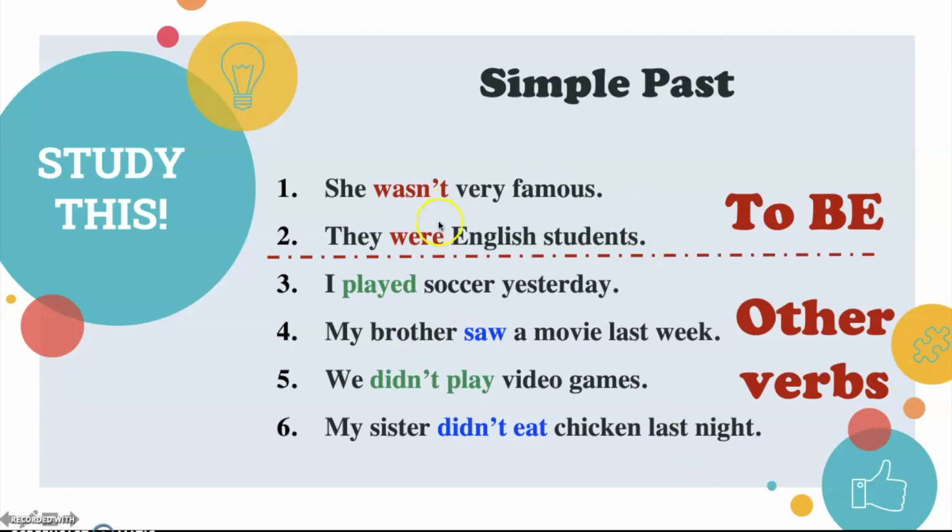Number 1 and number 2 are examples of the verb to be in the past. She wasn't very famous. They were English teachers. Number 3, 4, 5, and 6 are examples of other verbs. I played soccer yesterday. My brother saw a movie last week. We didn't play video games. My sister didn't eat chicken last night.